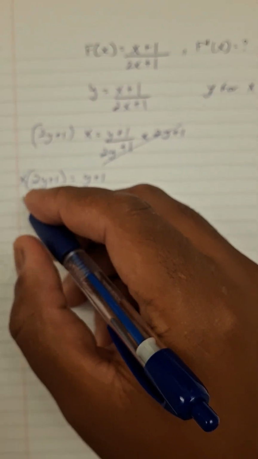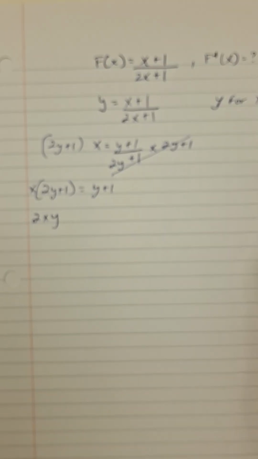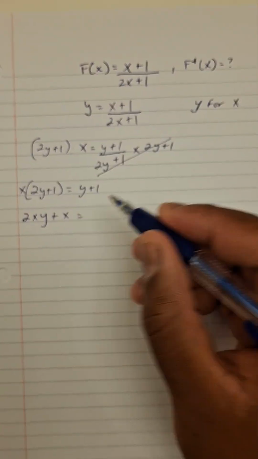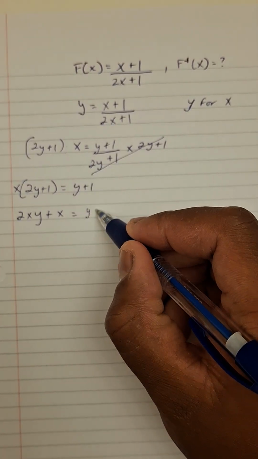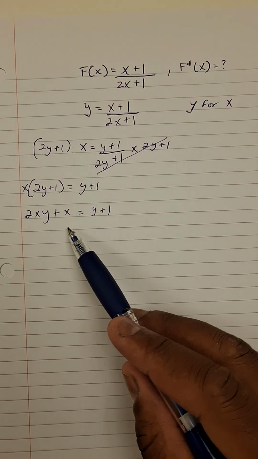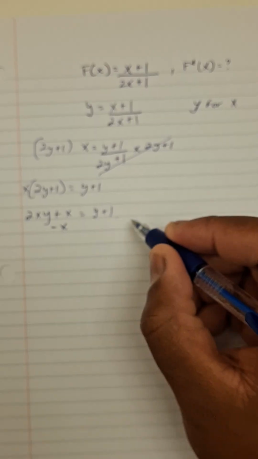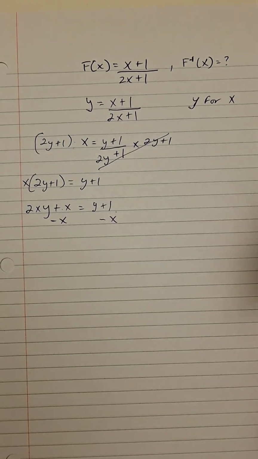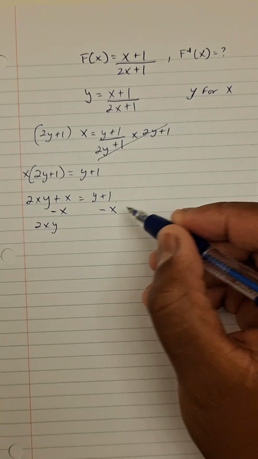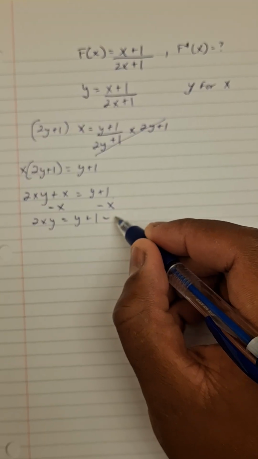And what we can do is distribute this portion here. So we have 2xy + x is equal to y + 1. Okay, now we are going to subtract x from this side, minus x, and then we'll have 2xy is equal to y + 1 minus x.